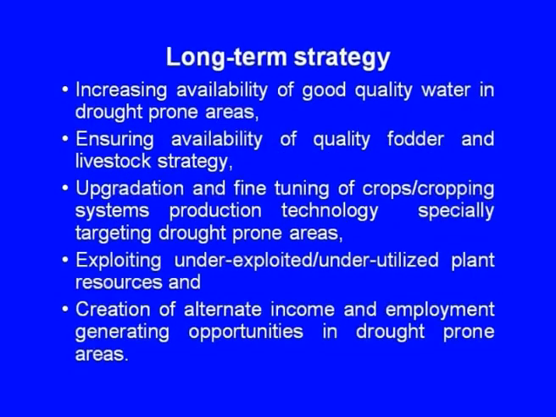Subsidized transport cost of hauling of feed and fodder, and setting up of animal rescue campuses in a drought prone area. Well, the long term strategies could include increasing availability of good quality water in drought prone areas, ensuring availability of quality fodder and livestock strategy, upgradation and fine tuning of crops or crop system production technology, specifically targeting drought prone areas, exploiting underexploited or underutilized plant resources, and creation of alternate income and employment generating opportunities in the drought prone area.